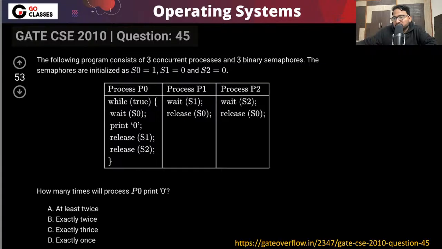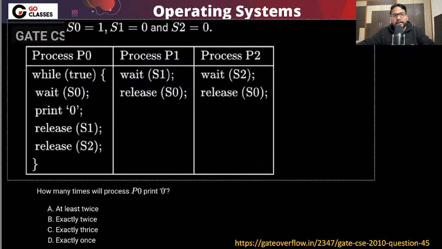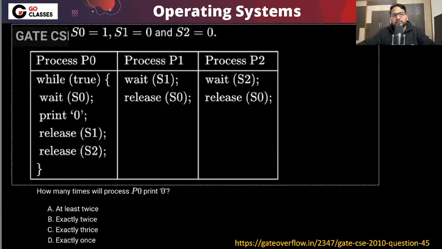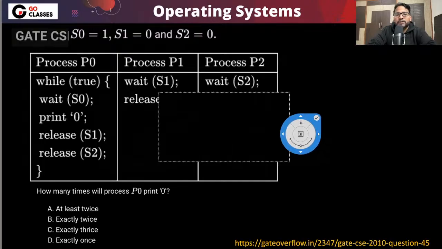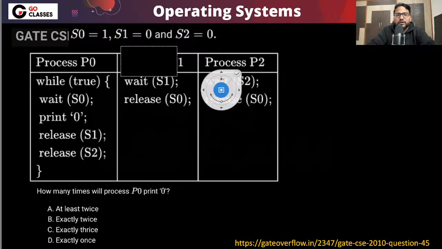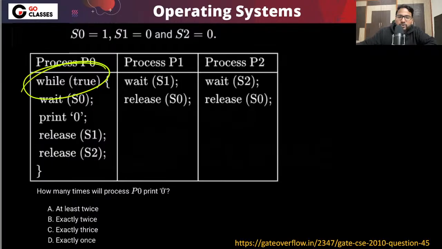Now, how many times will P0 print 0? First tell me, other than in P0, do you observe the while loop anywhere else? P0 definitely has the while loop, that I agree, but other than P0, do you observe the while loop anywhere else? This while one is only in P0. So you can easily notice here, this while true is only in P0.